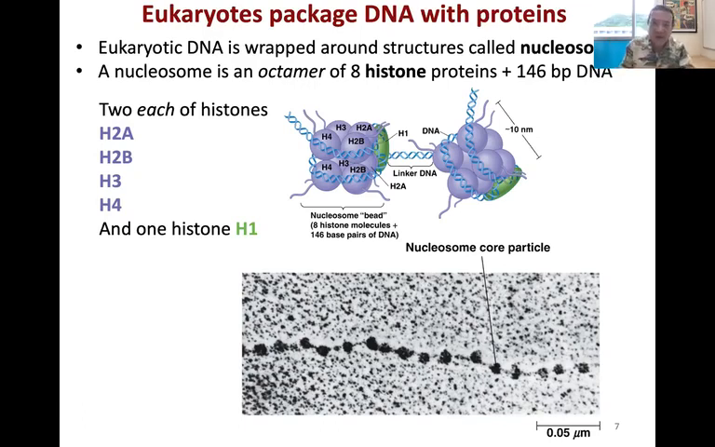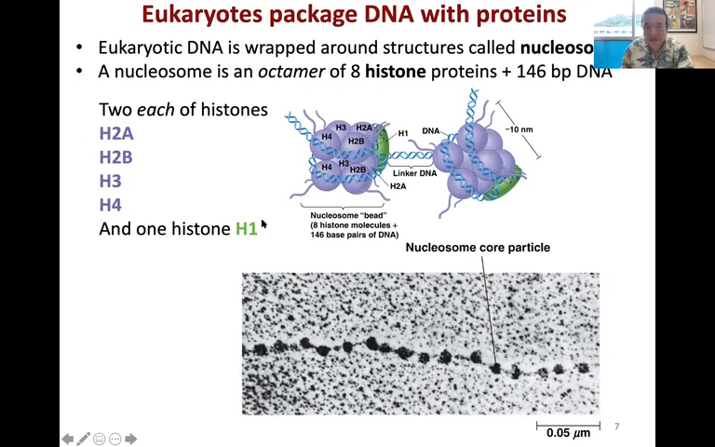Okay. So eukaryotic DNA is wrapped around structures at the lowest level called nucleosomes. And each nucleosome is an octamer, meaning it's made up of 8 separate histone proteins. In this figure here, that's what these purple spheres are. And that means each nucleosome is made up of 2 each of these histones. So 2 H2As, 2 H2Bs, 2 H3s, and 2 H4s. And that forms this here, the core of the nucleosome.